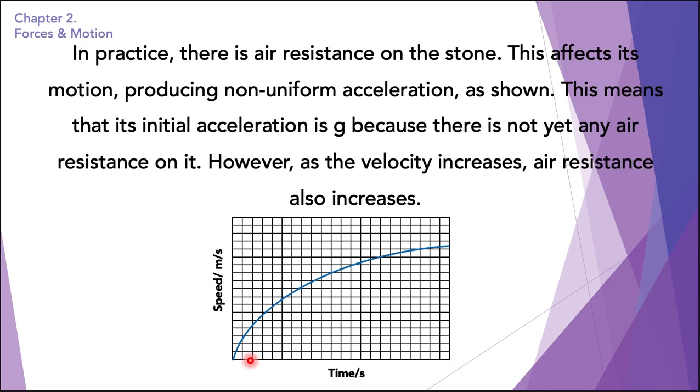But in practice, there is air resistance on the stone, and this affects its motion, producing a non-uniform acceleration like this. This means that its initial acceleration is g because there is not yet any air resistance on it. However, as the velocity increases, air resistance also increases. So the graph becomes curved in shape.